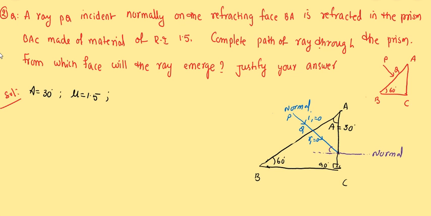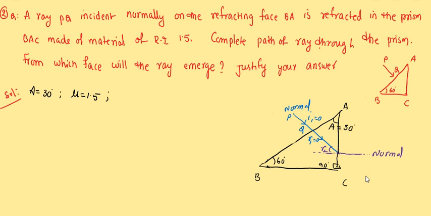This angle is R2. If R2 is the angle of incidence here, I1 is 0 and R1 is 0. Here at the second surface R2 is the angle of incidence. What is the R2 value? We have to know. If R2 is greater than the critical angle, then it undergoes reflection. After the reflection, it may pass through BC. And if it undergoes refraction, then it will pass through AC.